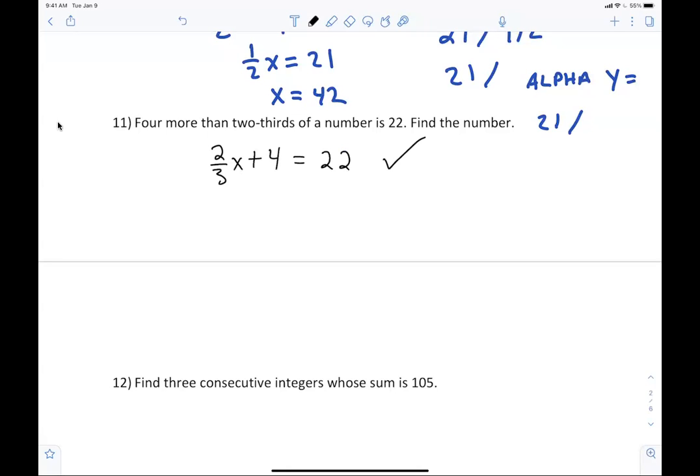All right, now when you're solving this out, 2/3 x equals 18, multiplying by the reciprocal. So x was equal to 27. All right, good job. Give yourself a check if you got the answer. Give yourself a check if you set it up properly. All right, that means you were in pretty good shape for yesterday.